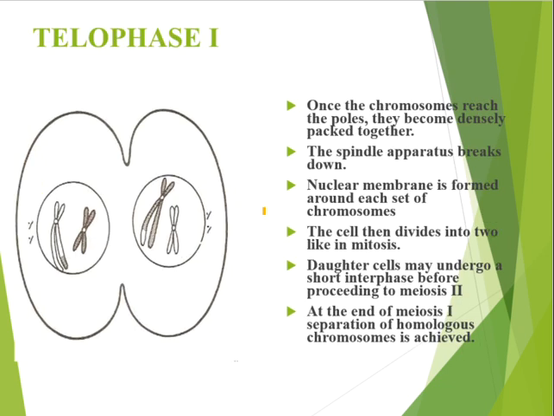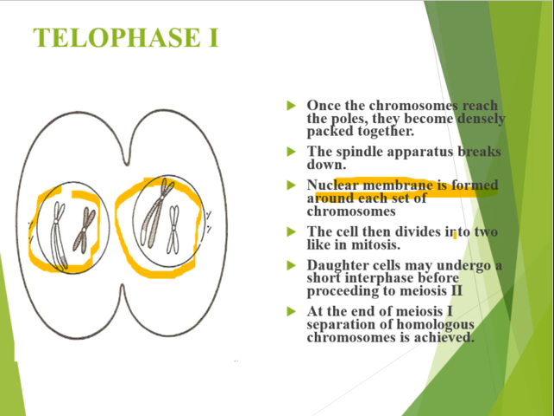Then the next stage we have telophase I, and once the chromosomes reach the poles, they become densely packed together, and the spindle apparatus breaks down and disappears. The nuclear membrane reappears and surrounds each set of chromosomes. As you can see here, the nuclear membrane has reappeared. Then the cell divides into two, like in mitosis. The daughter cells may undergo a short interphase, which we talked about before, proceeding to meiosis II. And at the end of meiosis I, separation of homologous chromosomes has been achieved.